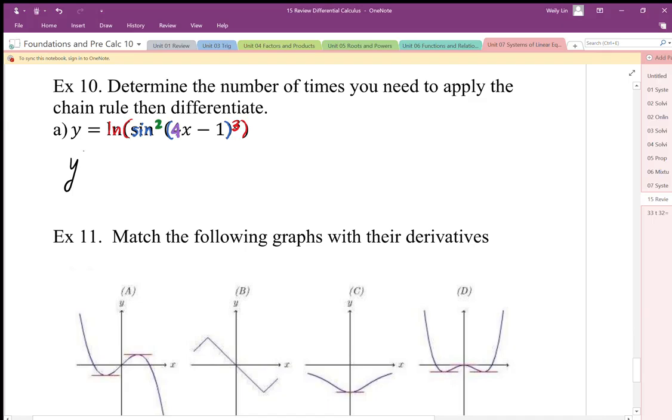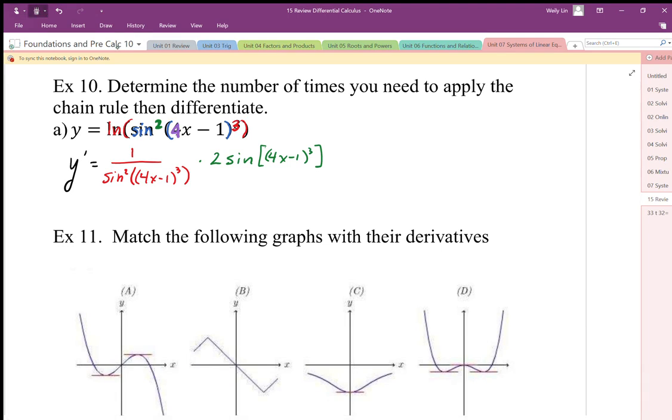When we differentiate this, we're going to go from outside in. y prime is equal to 1 over sine squared of (4x minus 1) cubed, and I'm going to put some extra brackets in here. Okay, so that's the first part, the first layer derivative. The next layer derivative is going to be the squared, so it becomes times 2 sine (4x minus 1) cubed. So there's the derivative of the squared.